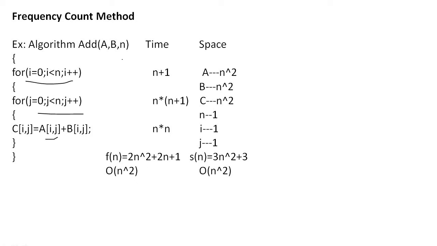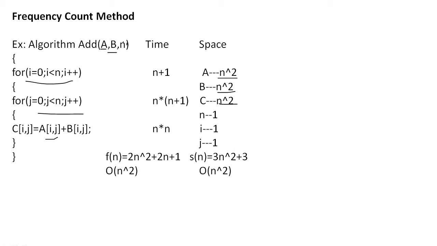If it is a single-dimensional array, depending upon the n value, that many elements it stores in the array. But it is a two-dimensional array. That means it requires n square space for the A matrix, also n square space for the second matrix, and n square space for the third matrix, which stores the result. So for these three matrices, it requires n power 2, n power 2, n power 2.